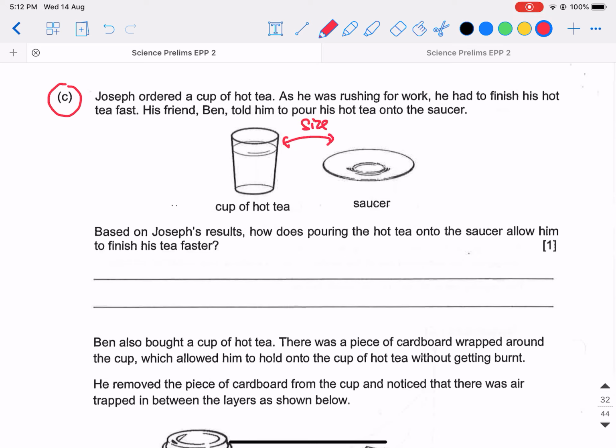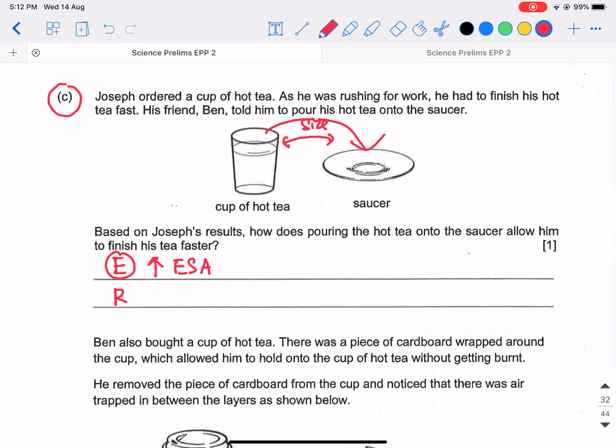Alright, so he finished his tea. He says this friend asked him to pour the tea over to the saucer instead. Sometimes you see that in coffee shops, the uncles do that. They will pour the drinks to the saucer, but they are actually doing something scientific as well. How does pouring help? So we will have 1 mark again. Let's do the evidence. Same thing, from the saucer we can see that there is a higher exposed surface area for the tea, right, when it's on it.